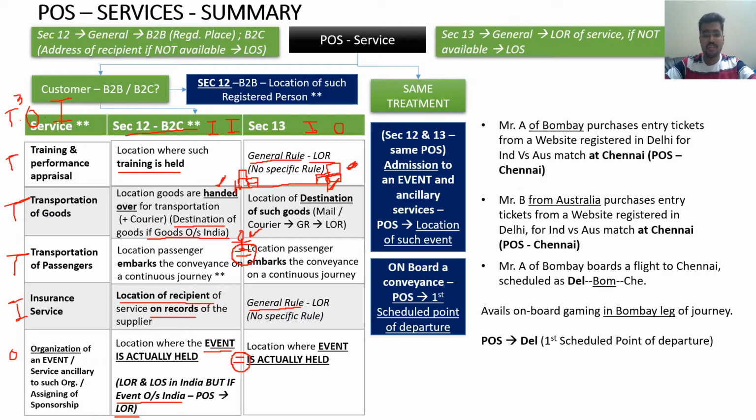Organization of an event. Yes, there is a corresponding section 13. For organization of an event, it is again same as section 12. It is the location where the event is actually held, right? But there is no proviso like the outside India situation. There's nothing like that. If either party is outside India, you will refer to section 13. And if it's an organization of an event service, section 13 says the location where the event is actually held, that location will be the place of supply.